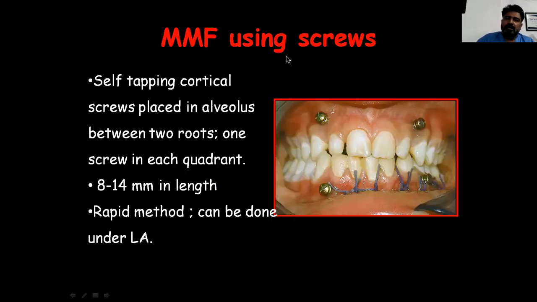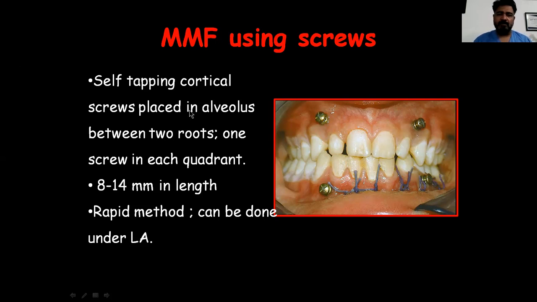Now MMF using screws. This is the easiest method. You put mild anesthesia here. These are just like mini implants you have used in orthodontics also. Okay, so we have a separate orthodontic mini implant course of 1 day. So these screws are just like mini implants.